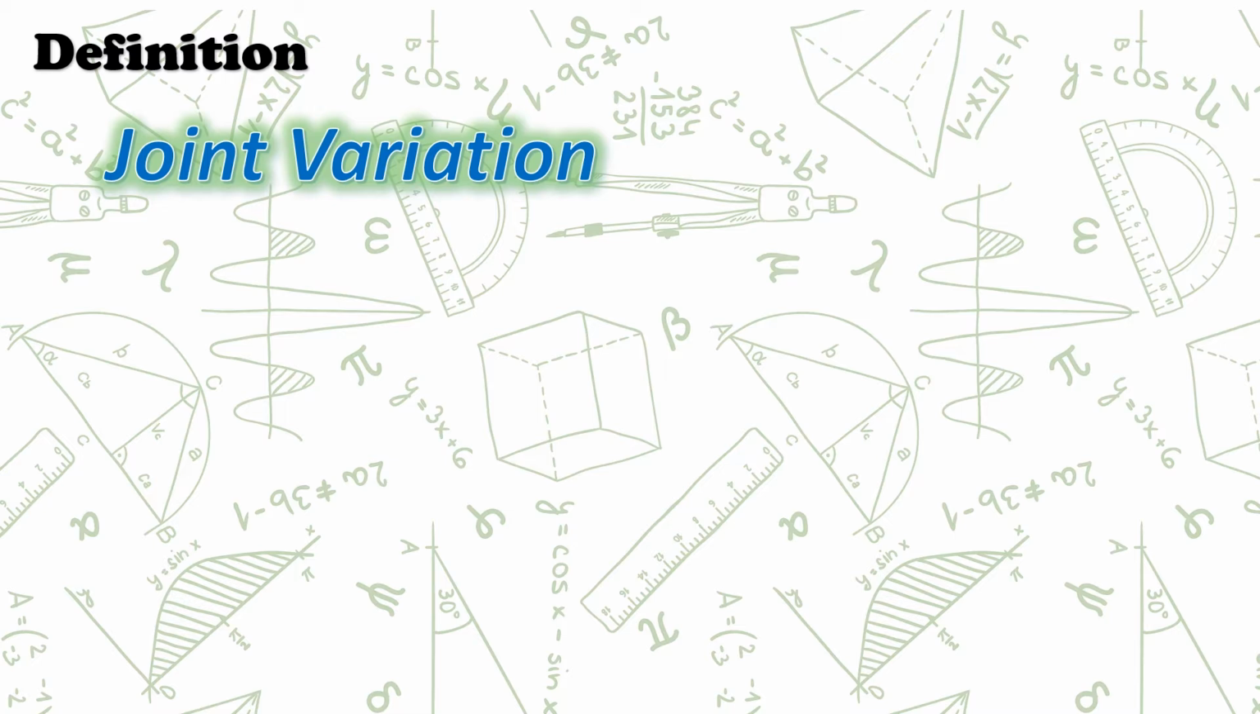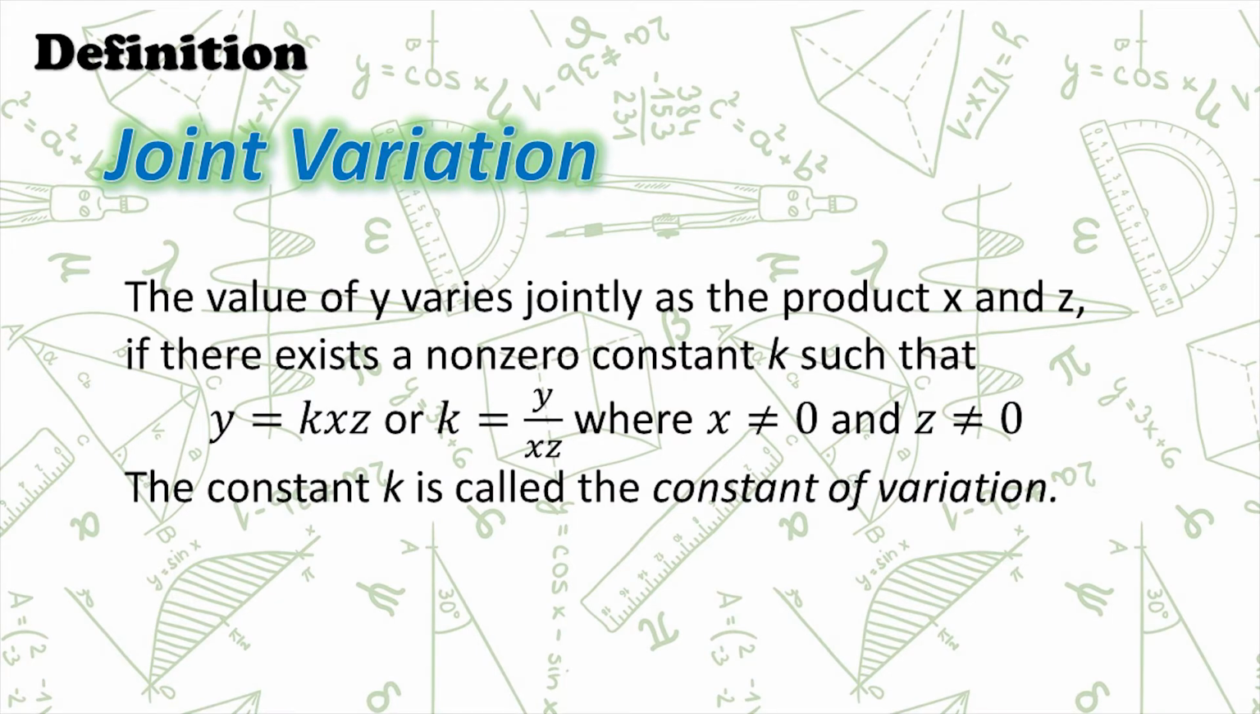Simulan natin sa definition. Joint variation is a variation in which the quotient of a variable and the product of two other variables is a constant. Sa statement ng joint variation, the value of y varies jointly as the product of x and z if there exists a non-zero constant k such that y is equal to kxz, or k is equal to y over xz, where x is not equal to 0 and z is not equal to 0. Dito, ang k ang tinatawag nating constant of variation.